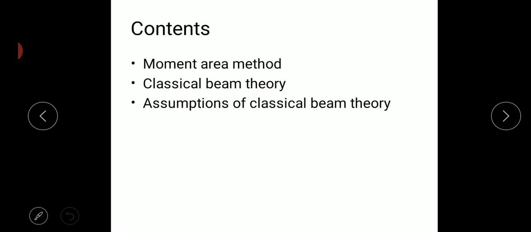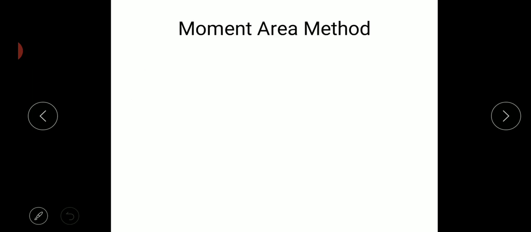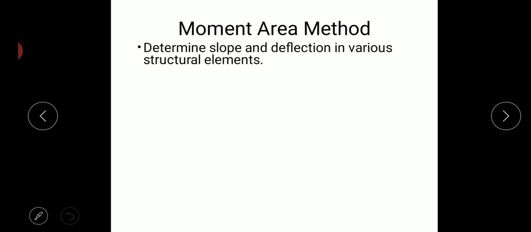Today I'll be discussing the moment area method, classic beam theory and assumptions of classic beam theory. First and foremost concept of this lecture series is the moment area method. So what is the moment area method? Basically, the moment area method is used to determine the slope and deflection in various structural elements. So what is the use of determining the slope and deflection?